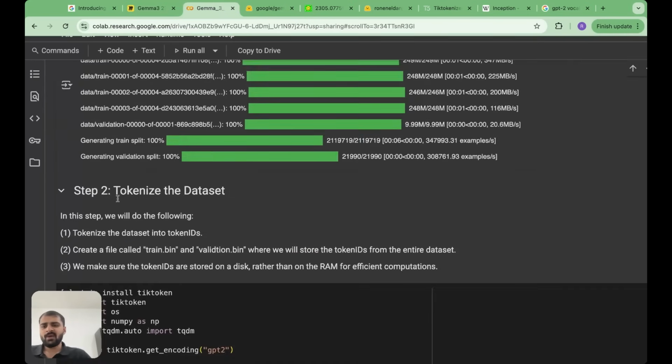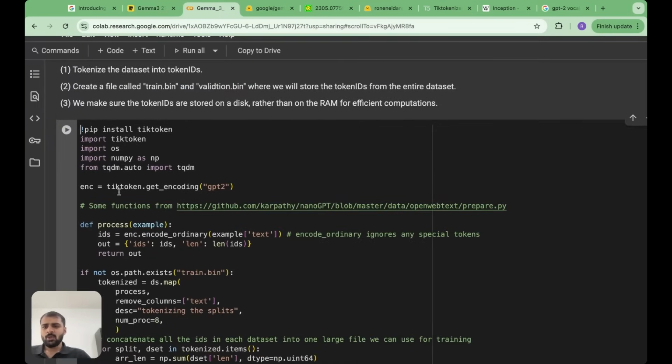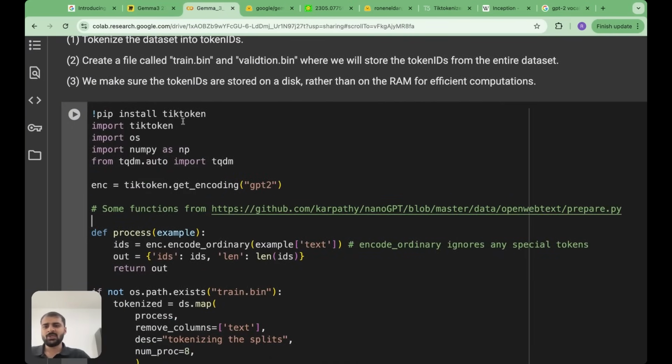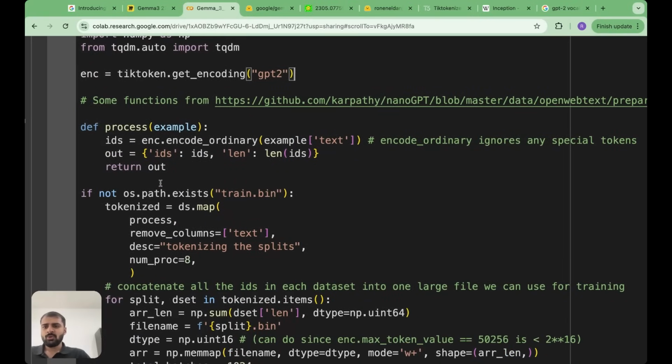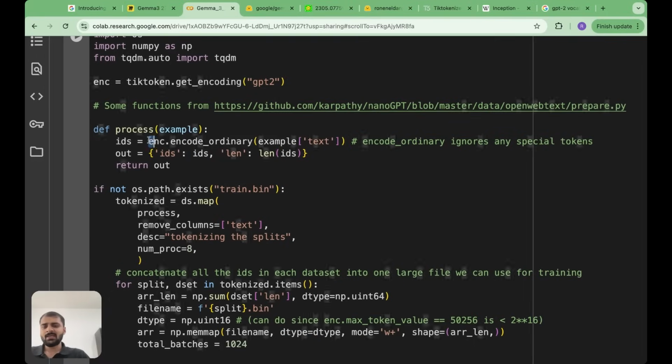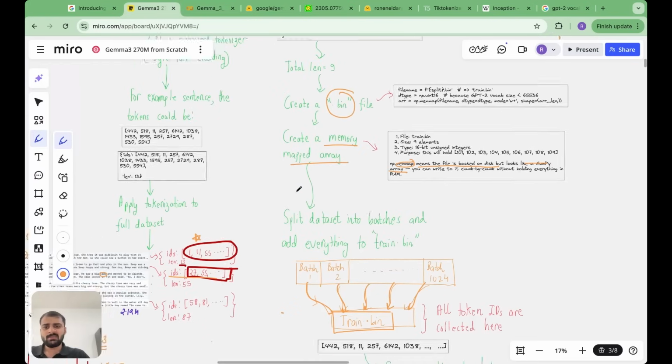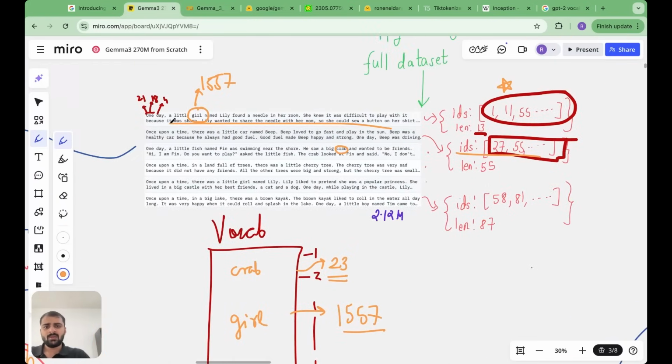So let's go to code now and finish step number two. In step number two, we are doing the tokenization, right? So as I mentioned, we are going to use the tiktoken library and the GPT-2 encoder so that we have a vocabulary size of 50257. The first thing we are going to do is define this process function. What it does is that it takes any example or text which I have and converts it into token IDs and the length. So this is very similar to what I showed you earlier. Every story will have a bunch of token IDs associated with it and the number of token IDs, or the length.